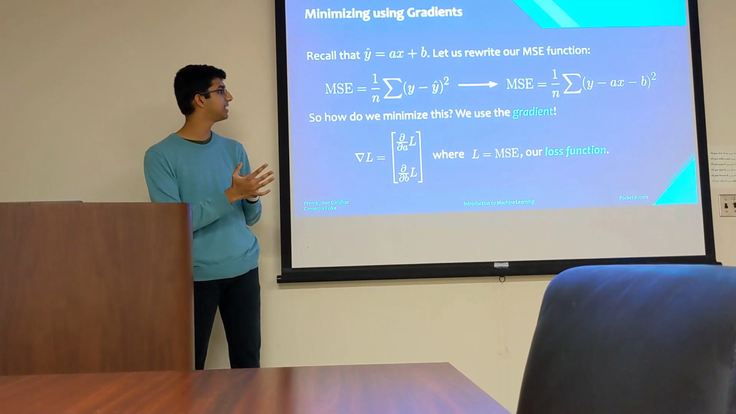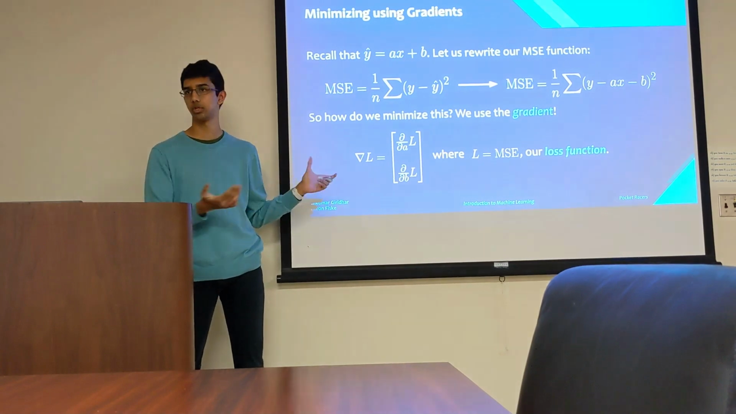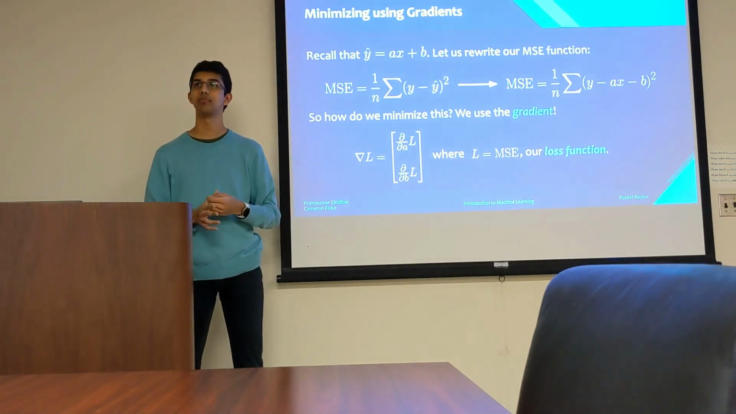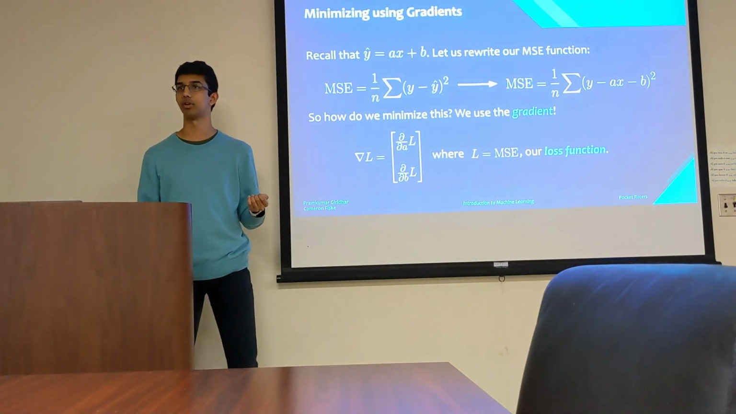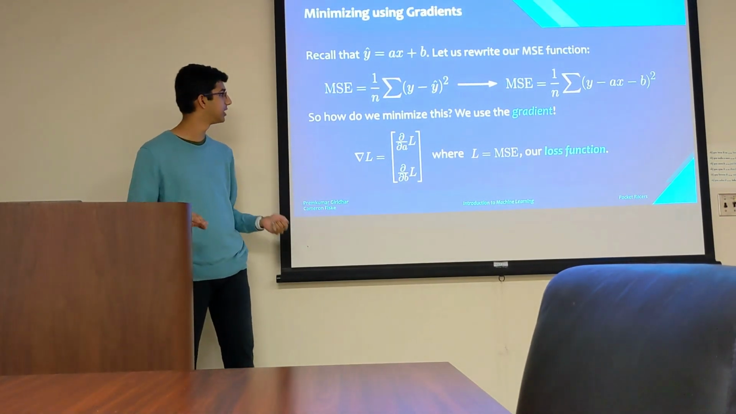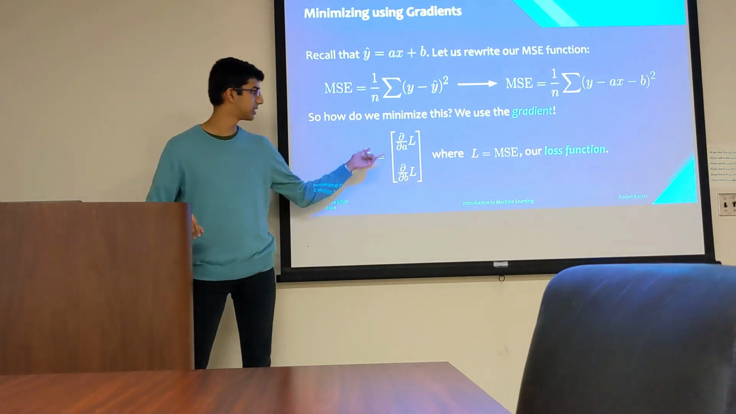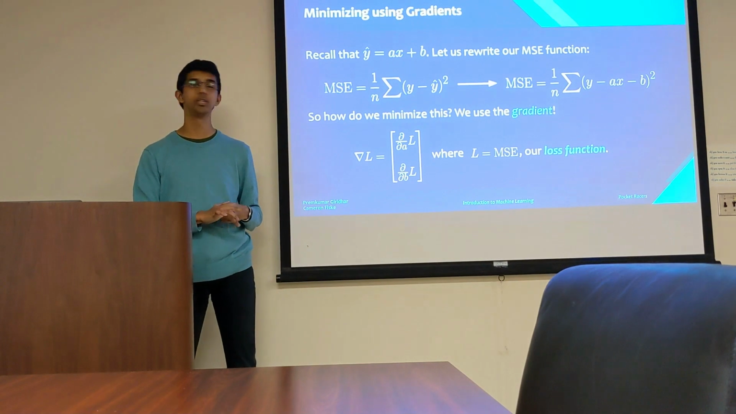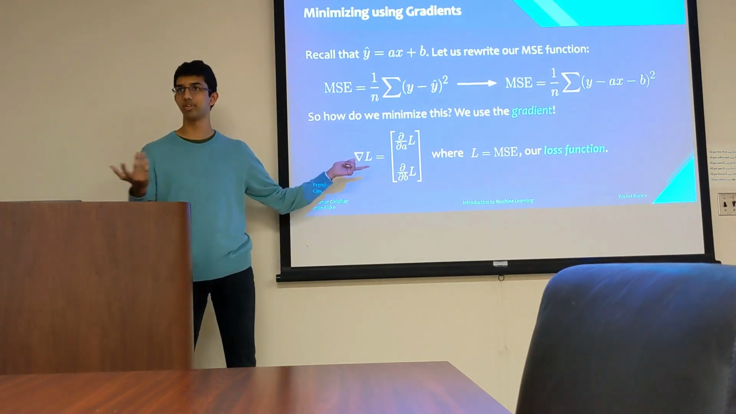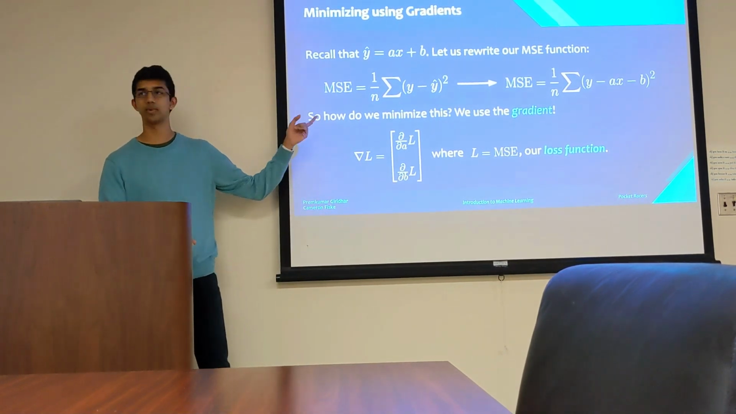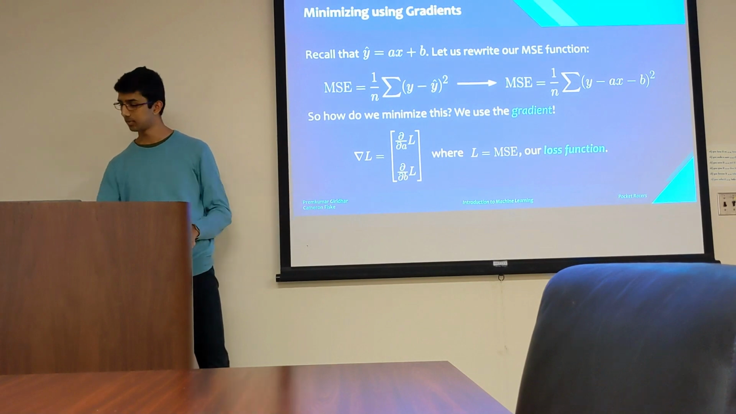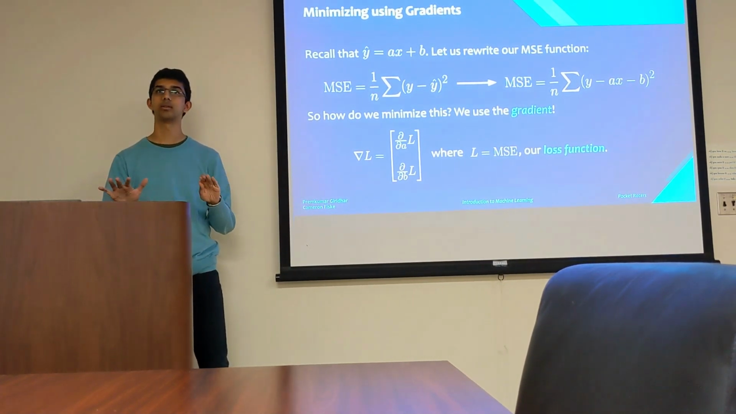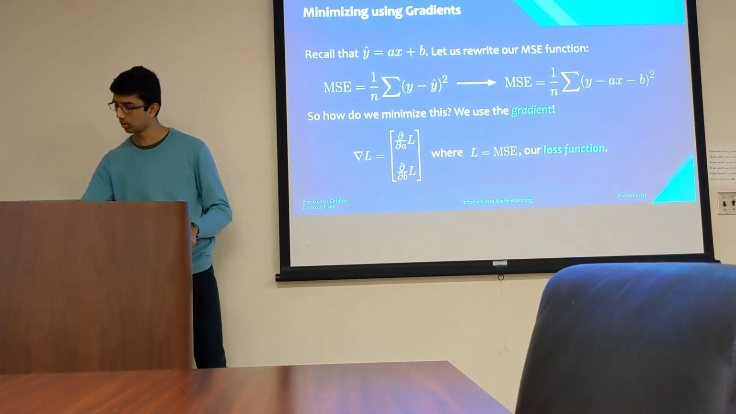And the way we do that is by using the gradient, which is a term from multivariable calculus that you might be familiar with if you've taken Math 32A or 32B. This is the gradient. It's just a vector. You don't need to really worry about the fact that it's a vector for now, just the fact that it uses the partial derivatives of the loss function with respect to a and b. By the way, just to confirm, does everyone understand what a gradient is? Cool.